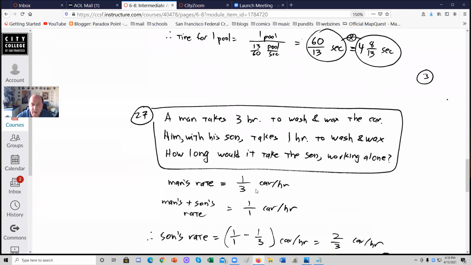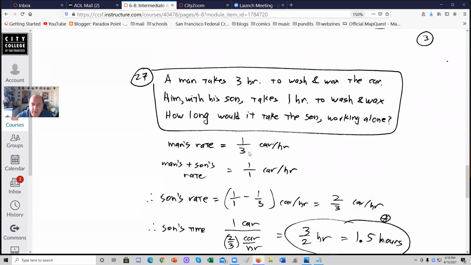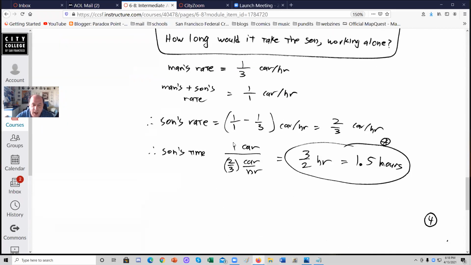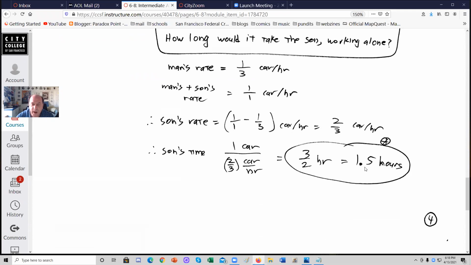Here's another combined rate thing. All these basically reduce to reduction, as we perceive. A man takes 3 hours to wash and wax the car. He with his son takes 1 hour to wash and wax. How long would it take the son working alone? The man's rate is 1/3 of a car per hour. The man and son's rate is 1/1 car per hour. So the son's rate is the difference between the two, 1/1 minus 1/3, or 2/3 of a car per hour. So his time is 1 car divided by that rate, 2/3 of a car per hour, which is 3/2 hours, or 1.5 hours.